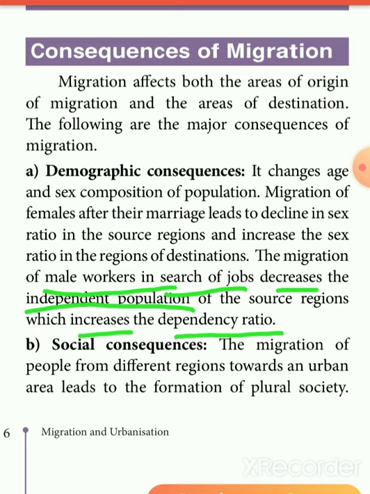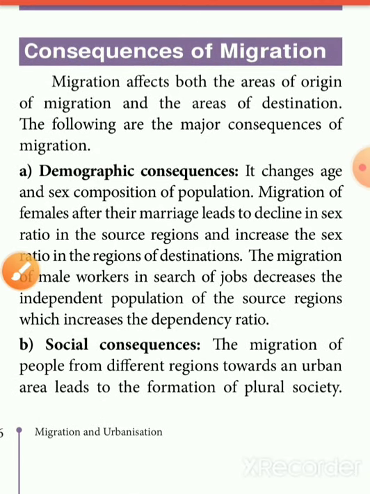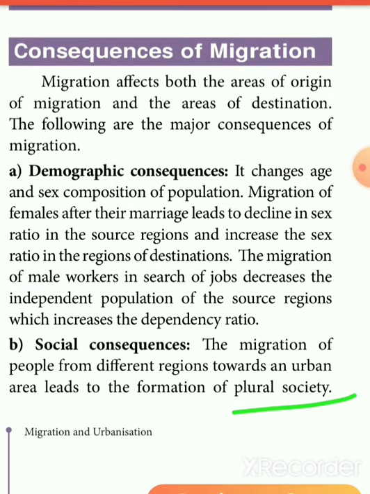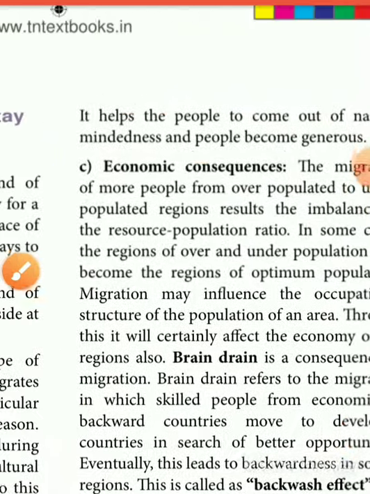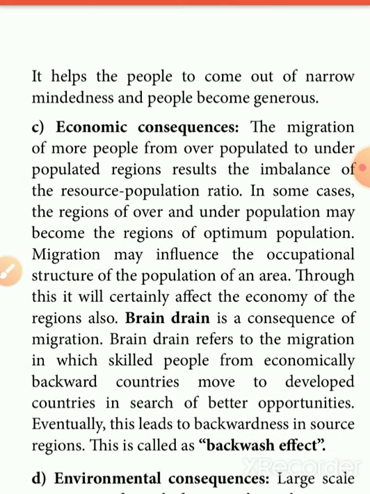Next is the social consequence. The migration of people from different parts of the region towards urban areas leads to the formation of a plural society. For example, in Chennai, Tamil Nadu, people from all over Tamil Nadu came to Chennai. Chennai is an example of a plural society. It also helps people to come out of narrow-mindedness and become generous.